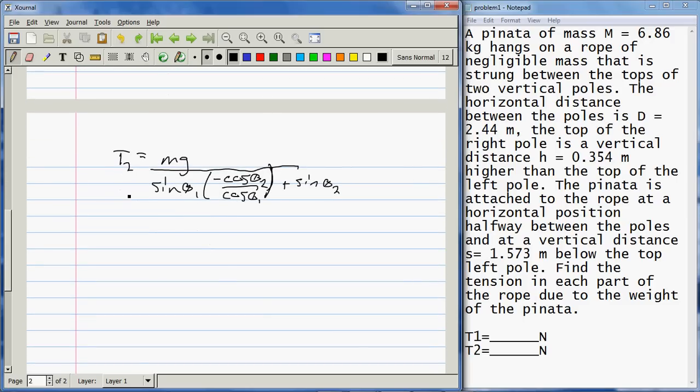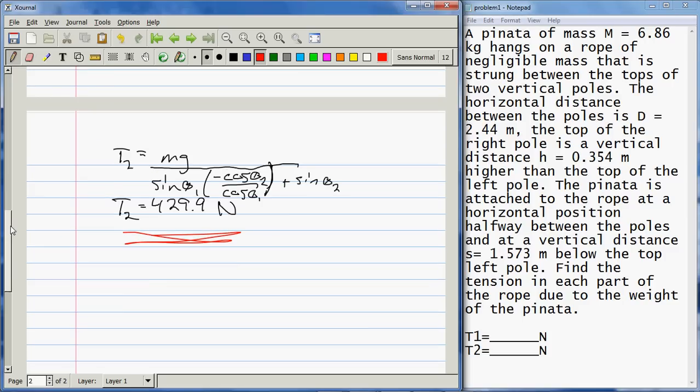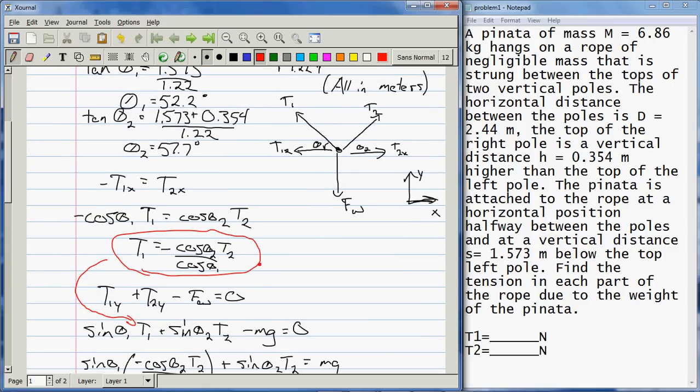So now this is just plug and chug. We already have our mass, gravity, theta 1 and theta 2. And when we plug this into our calculator, we get 429.9 newtons. Okay, so we solved for T2. Now all we need is T1. That's where our other equation comes in.